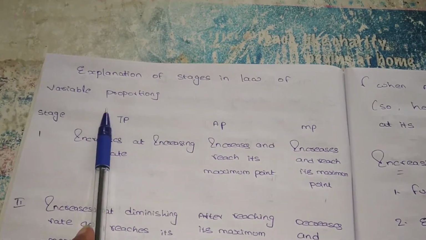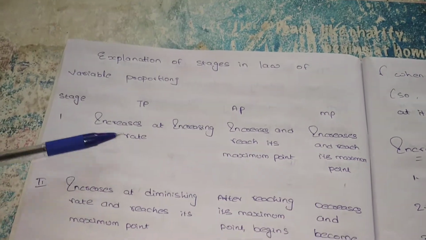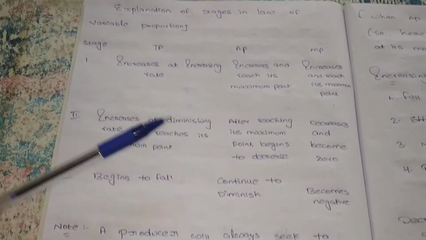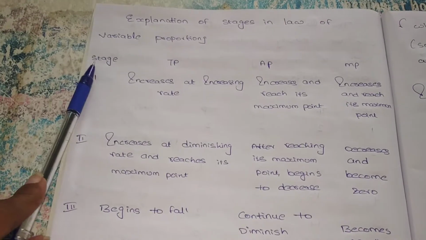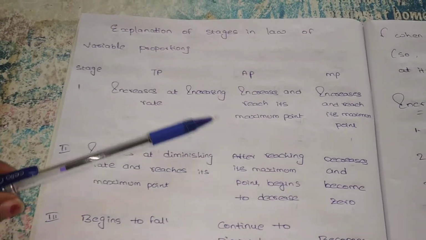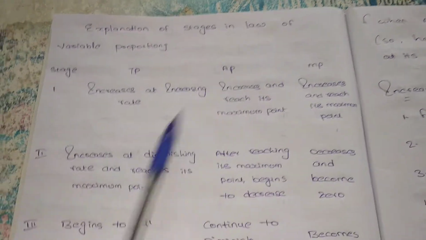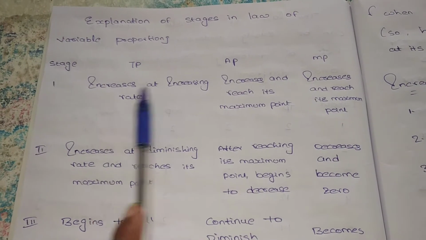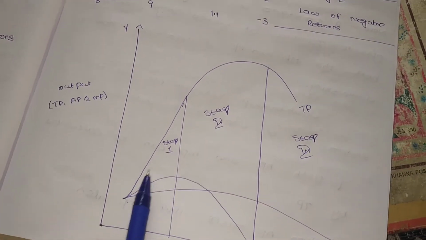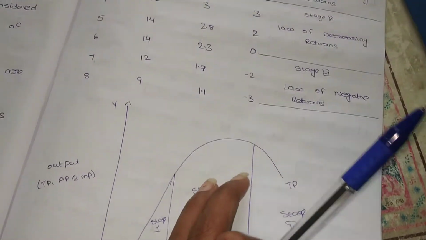Explanation of the stages in the law of variable proportions. I try to explain each and everything like this. Please try to understand: in stage 1, stage 2 and stage 3, the total product, average product and marginal product. In stage 1, the total product is increasing at an increasing rate.